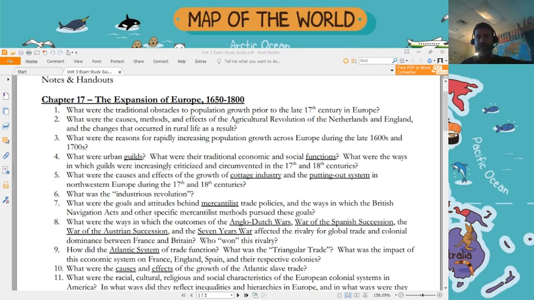So the Black Death, the bubonic plague, was gone by the late 1600s, and a new understanding of how diseases spread, because of the scientific revolution, also allowed people to take more effective preventive measures.